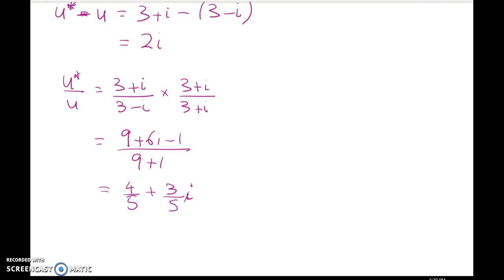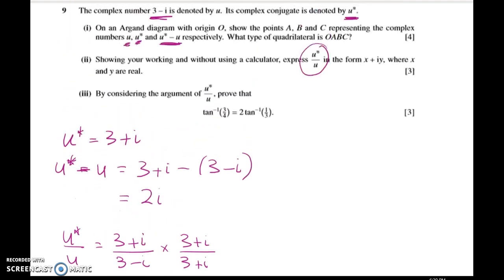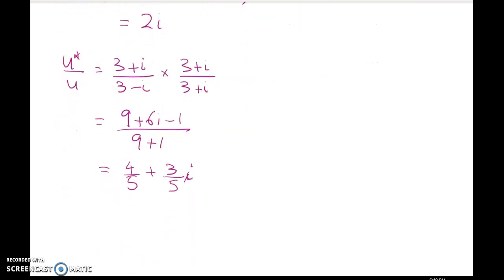And the last part of the question gets me to use that result to prove that the angle whose tan is 3/4 is twice the angle whose tan is 1/3. And we're going to do it by looking at the argument of this thing here. So we've just figured out that u star over u is that.